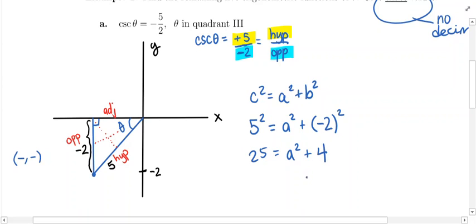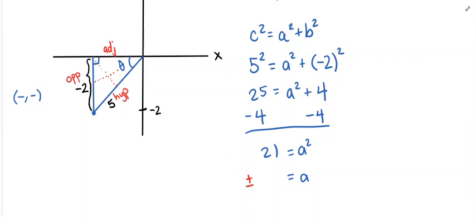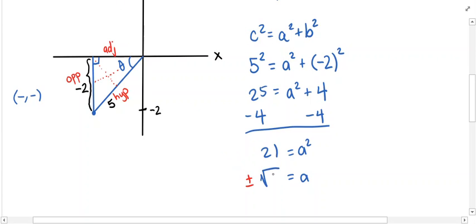Okay, we're going to move the 4 over. We get that a squared is equal to 21. To solve for a, you've got to take the square root of both sides. In doing so, don't forget, if you've got something squared equal to a number, you've got to throw a plus or minus out front. So a is going to be plus or minus the square root of 21. That's the possible values for a.